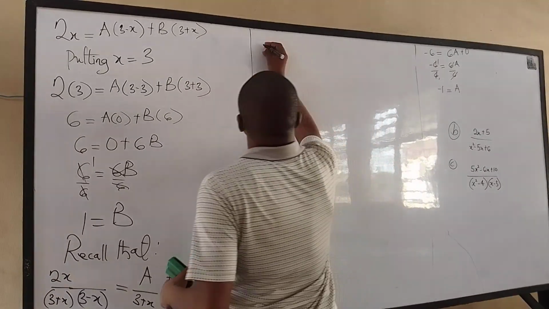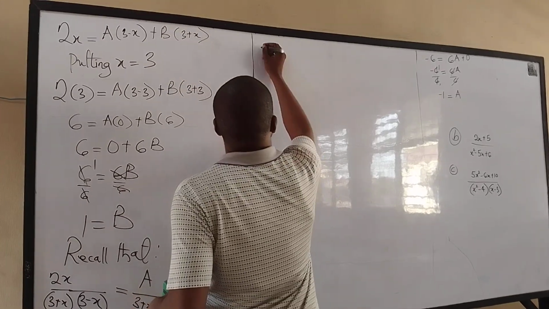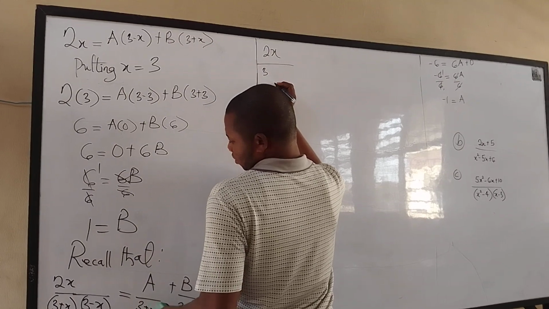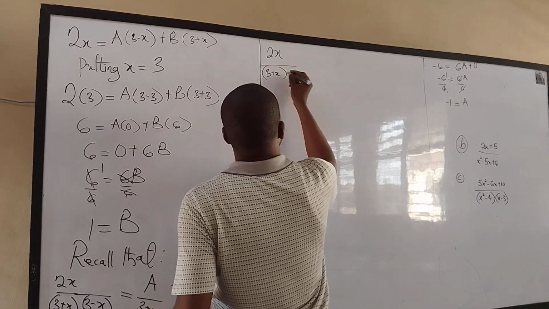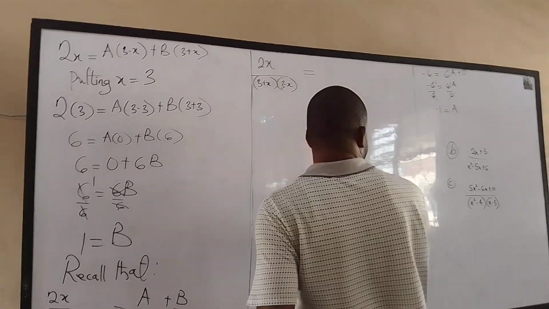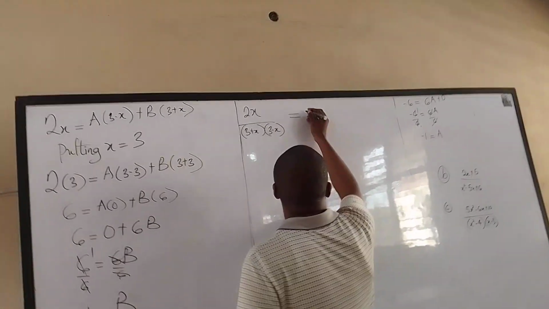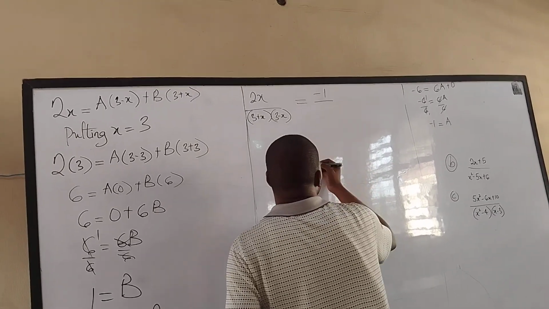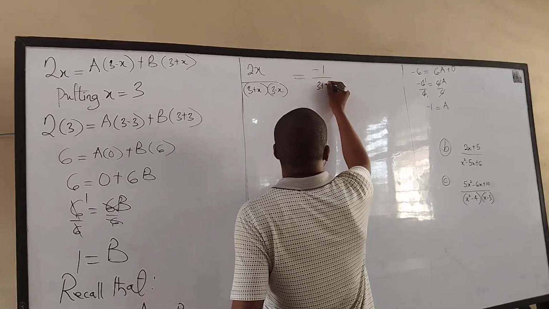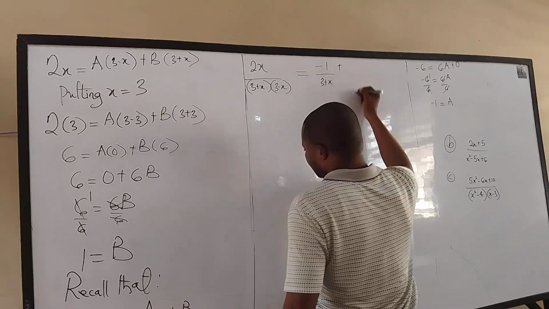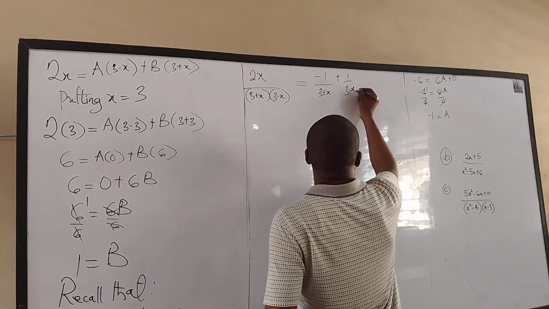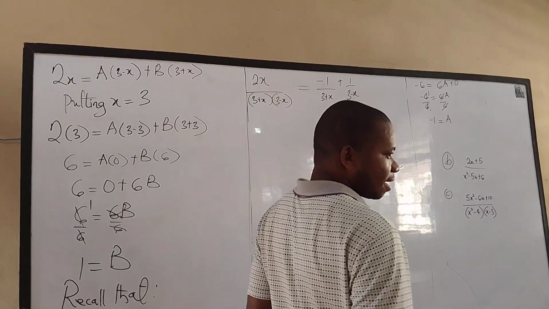We now say 2x over 3 plus x into 3 minus x is equal to a. What is our a? Our a is minus 1. That is equal to minus 1 over 3 plus x, then plus b. What is our b? Our b is 1 over 3 minus x. That is the answer.